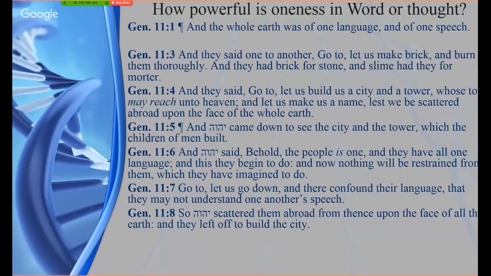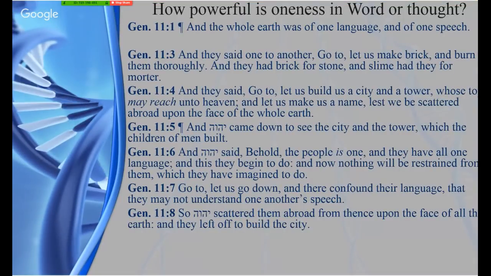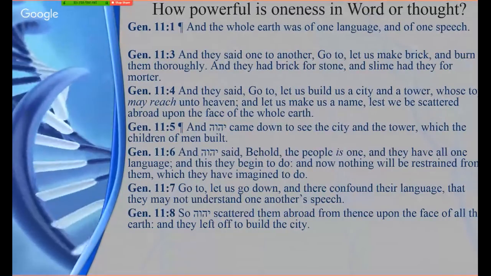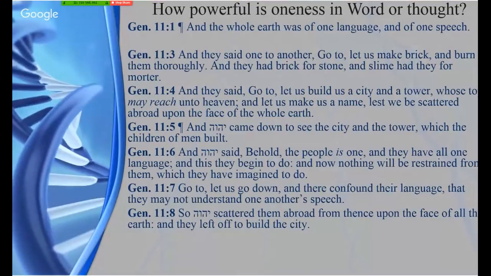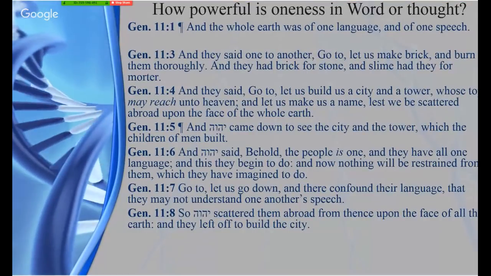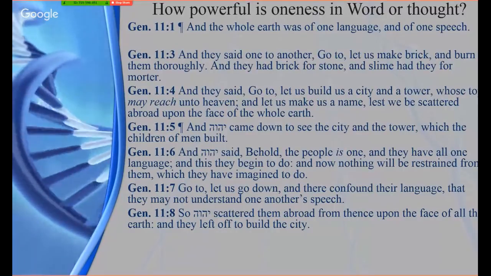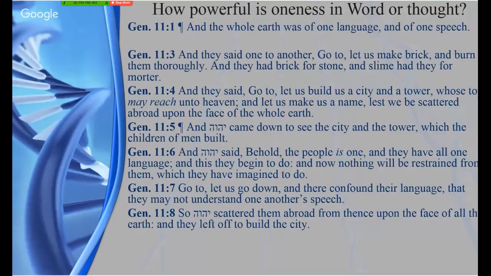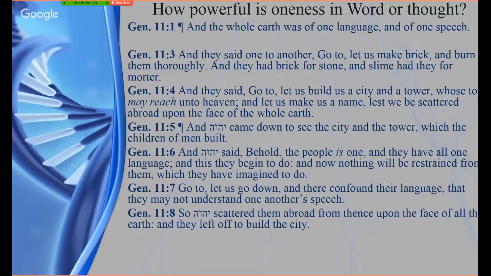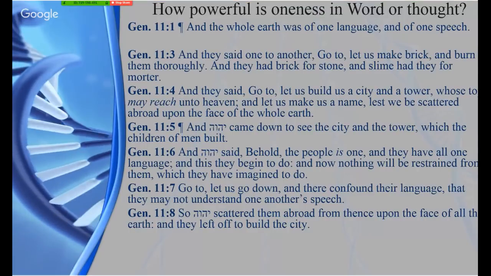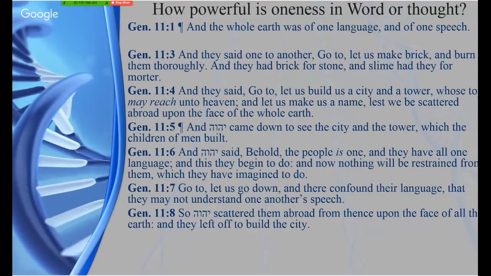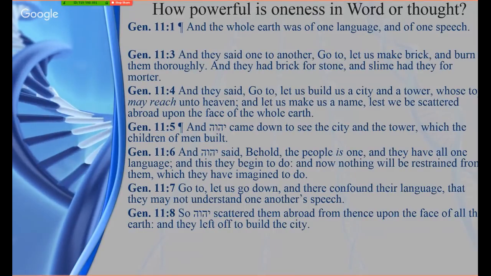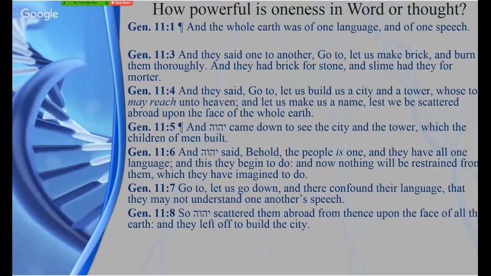And Yahuah came down to see the city and the tower which the children of men built. And Yahuah said, behold, the people is one, and they have all one language, and this they begin to do. So now nothing will be restrained from them which they have imagined to do. Nothing can come between them, because they all are on one accord. Keep that in mind. Go to, let us go down, and there confound their language, that they may not understand one another's speech. So Yahuah scattered them abroad from thence upon the face of all the earth, and they left off to build the city.